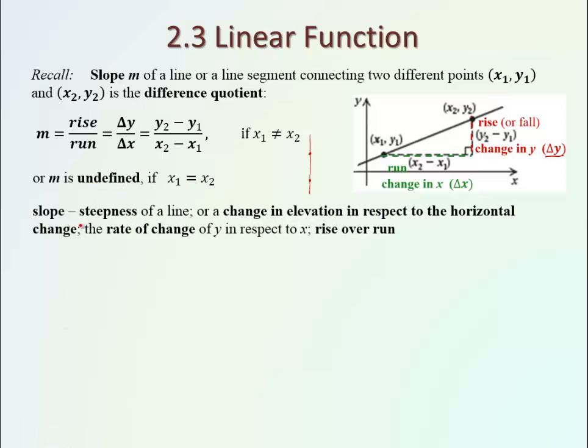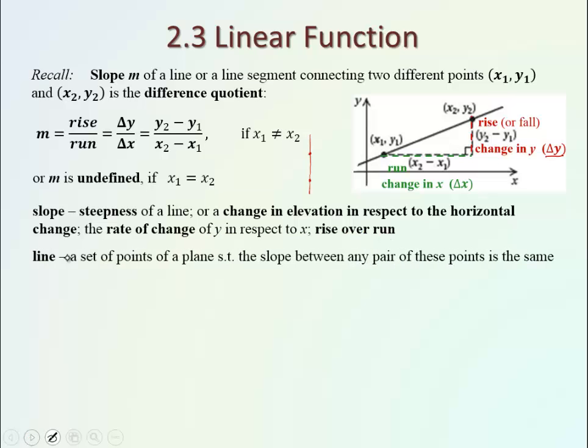So again, the slope represents the steepness of a line, or you can consider this as a change in elevation with respect to the horizontal change. Or we can think of a rate of change of y with respect to x, or simply think about rise over run. What's a line? A line is defined by the property that for any two points that belong to the line, the slope between them is the same. So it is a set of points of a plane such that the slope between any pair of these points is the same.